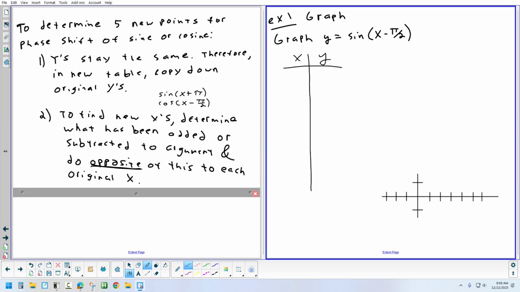Would it be 0, 1, 0, -1, 0? Yeah. Okay, so half the table's done. 0, 1, 0, -1, 0.